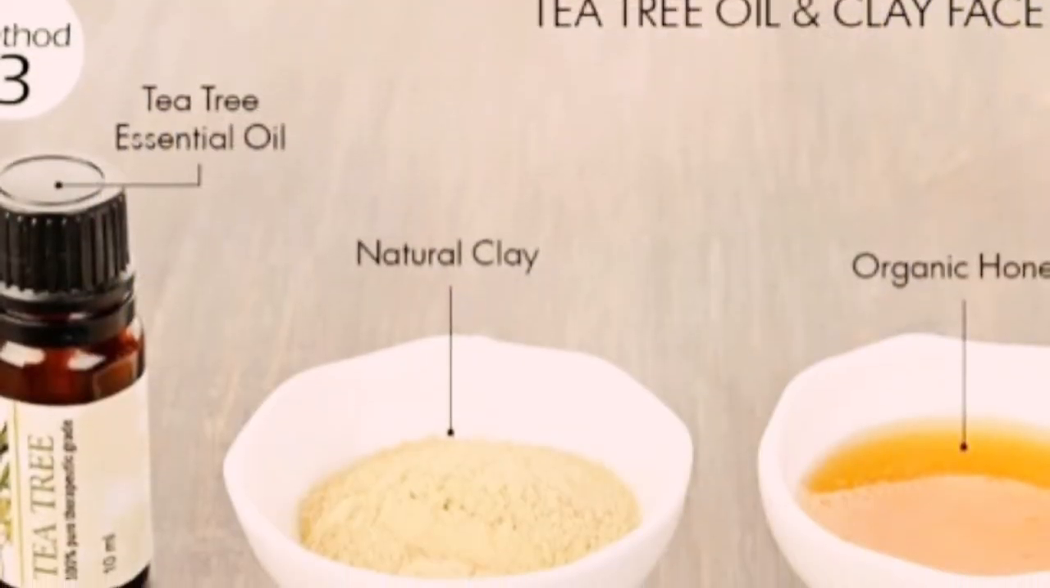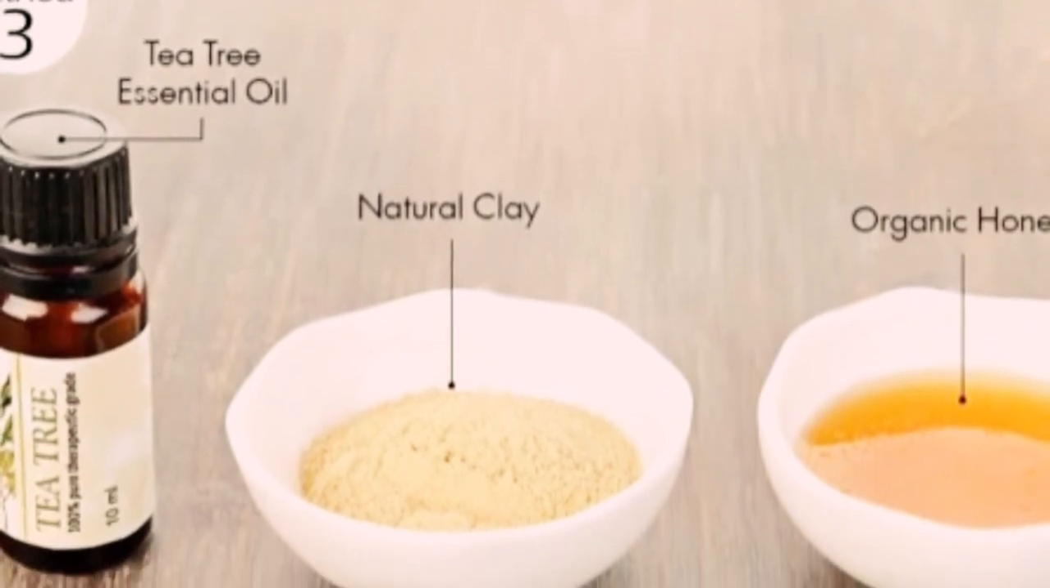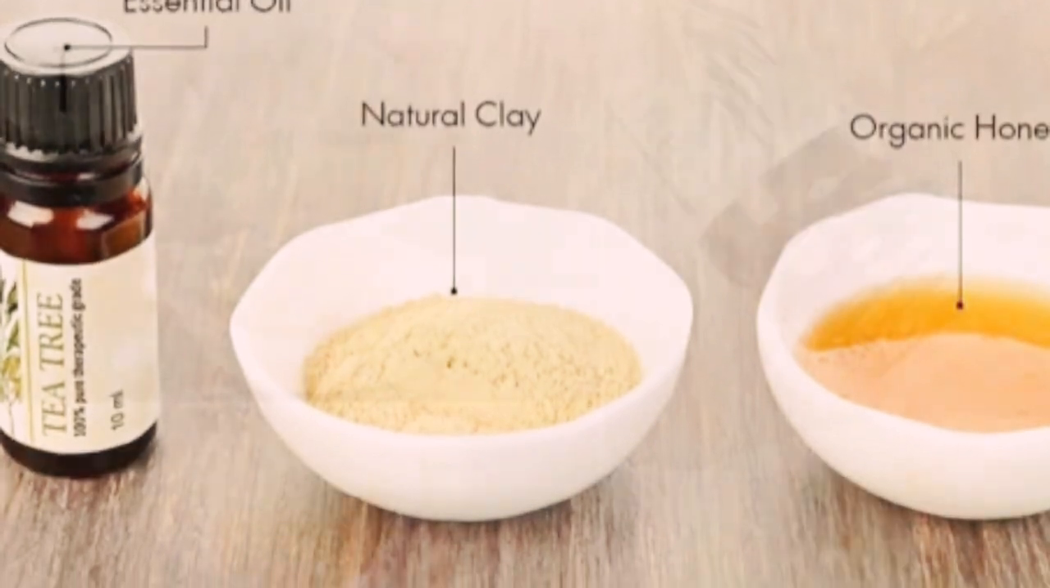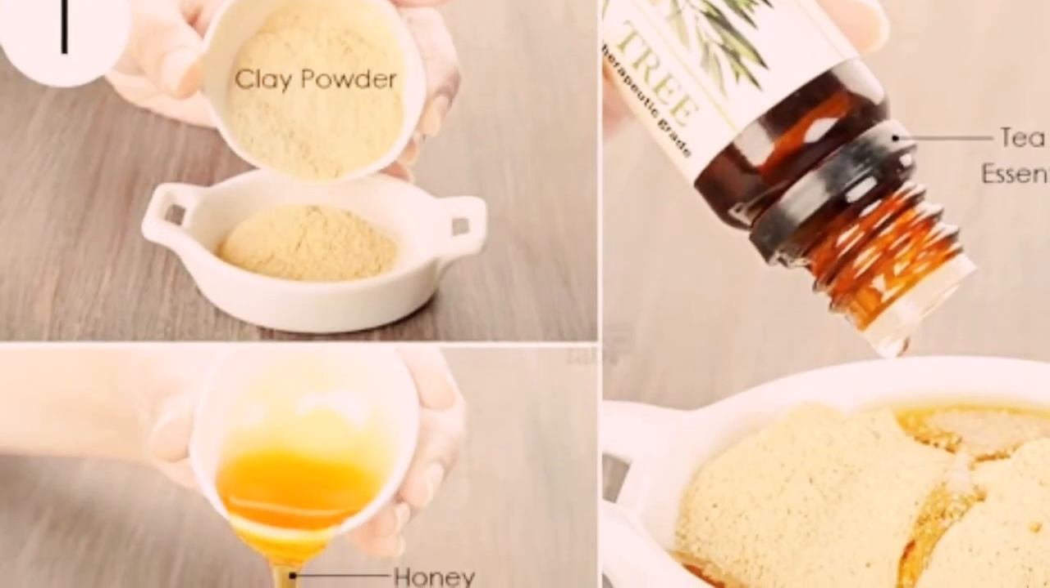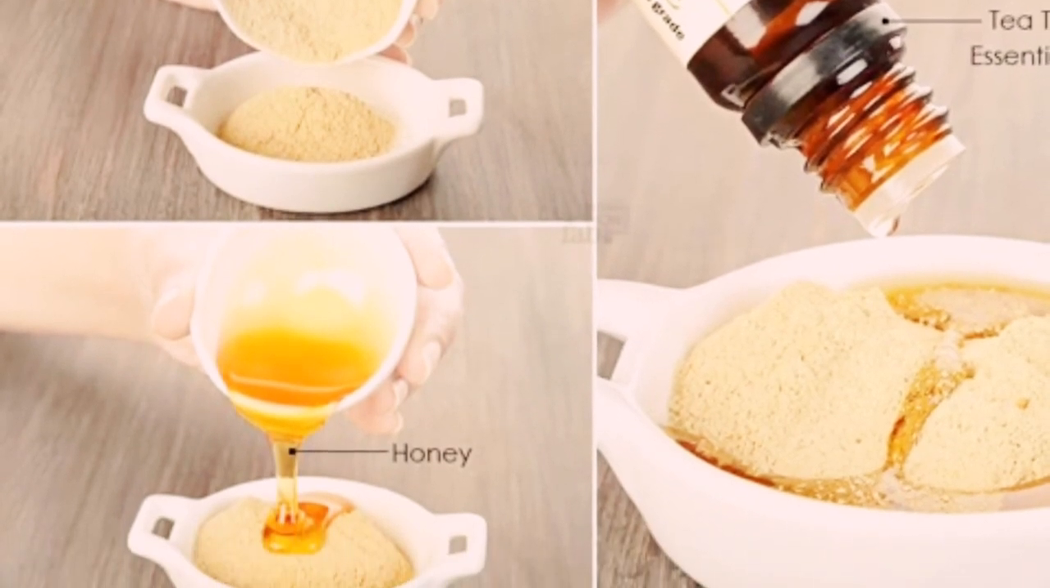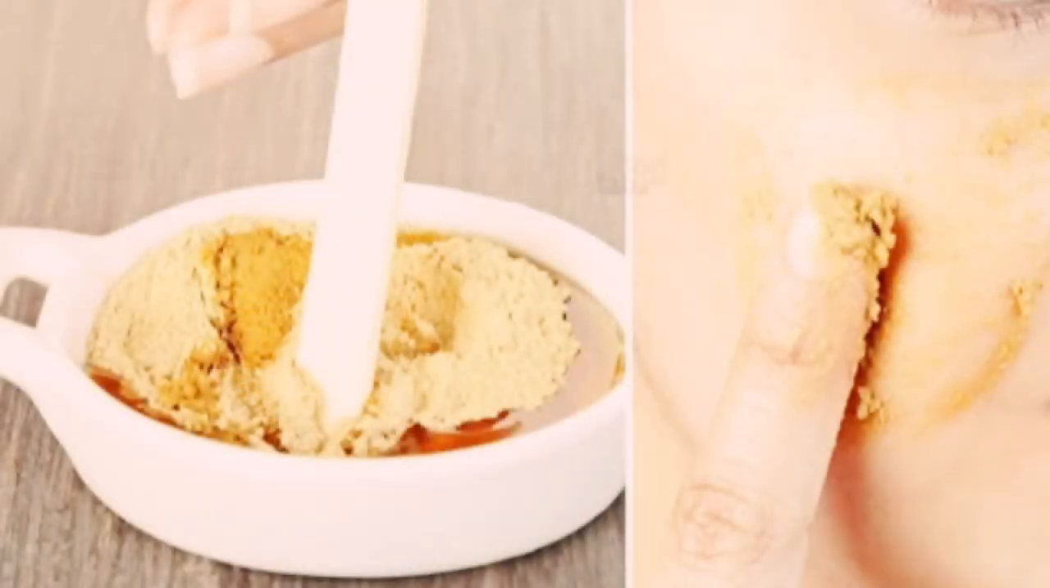For making another clay face mask, take a bowl, put 1 tablespoon of natural clay powder and 1 teaspoon of organic honey and add 3 to 5 drops of pure tea tree essential oil in it. Mix it well and apply it all over your face. Leave it for at least 20 minutes and then wash it.